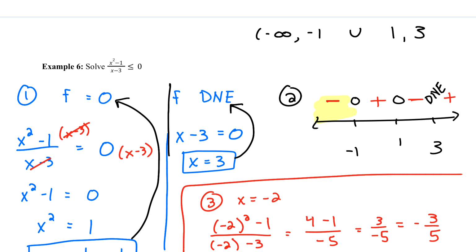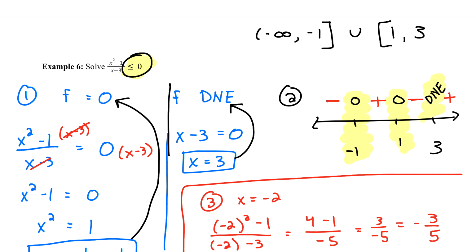Again, we're working with our negative intervals. So let's see, we said less than or equal to 0. This is what we're trying to solve. So we want to include any values which make our function 0, which, hey, if I look at my number line, here at -1, we said our function was 0. So that means we do want to include that number. So I'm going to use a bracket around -1. Here at +1, we said our function was 0. So I'm going to put a bracket around 1.